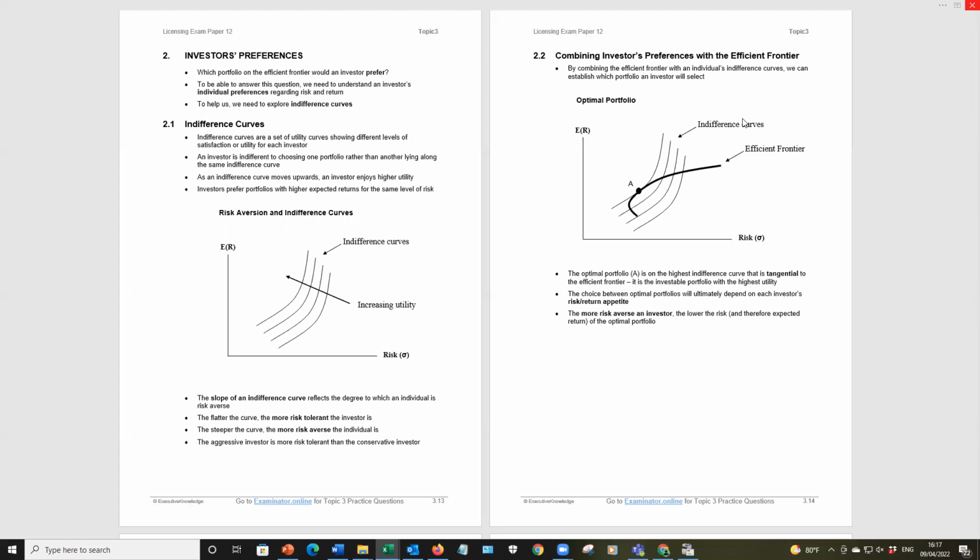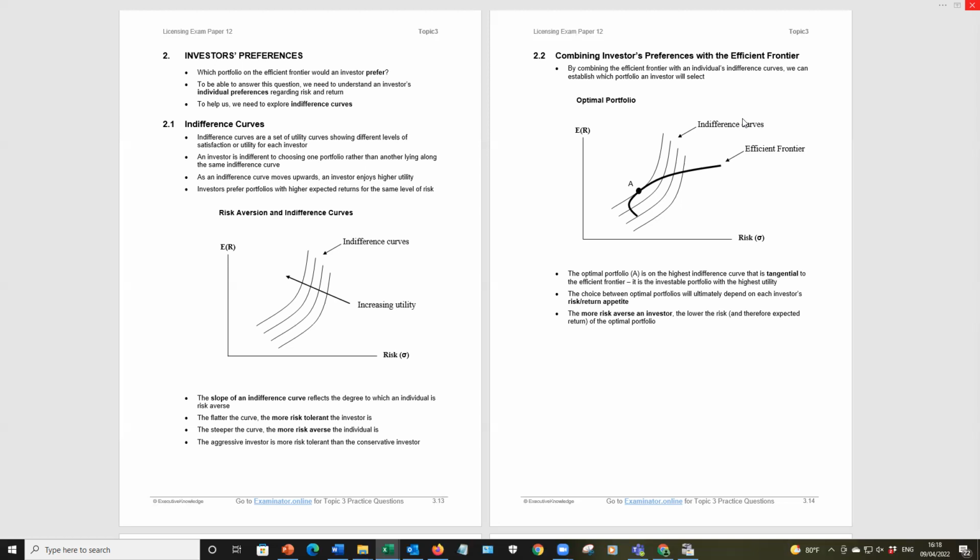So at the top of page 3.13, which portfolio on the efficient frontier would an investor prefer? We're looking for a process, a framework to explain why different investors prefer different portfolios. To be able to answer the question, we have to understand investors' individual preferences, and we explore indifference curves to do so. What are these indifference curves? A set of utility curves showing different levels of satisfaction or utility for each investor.